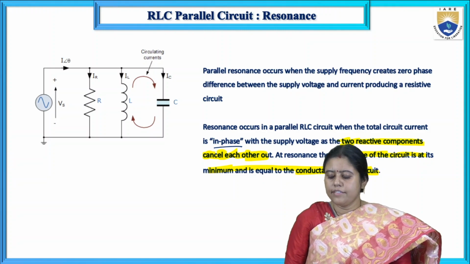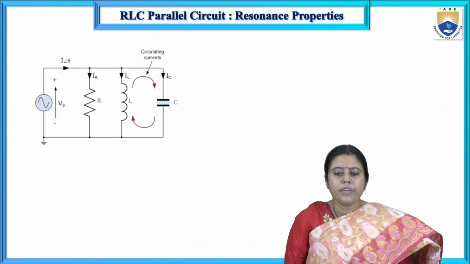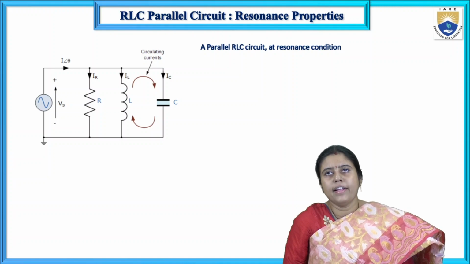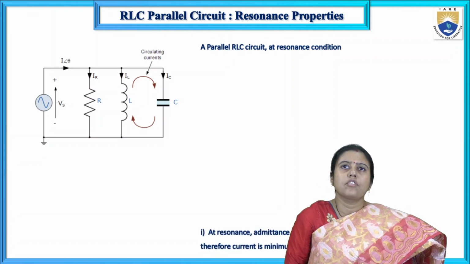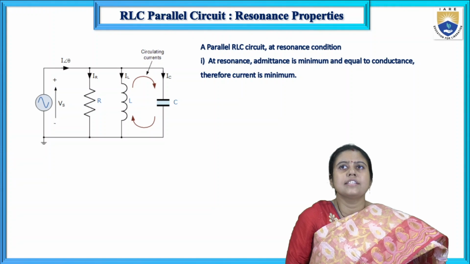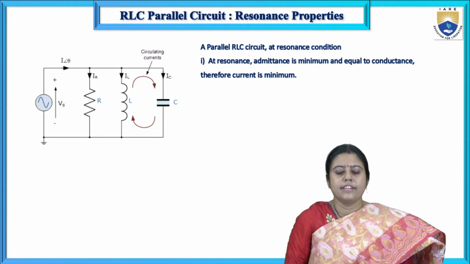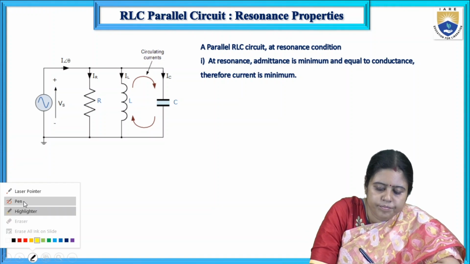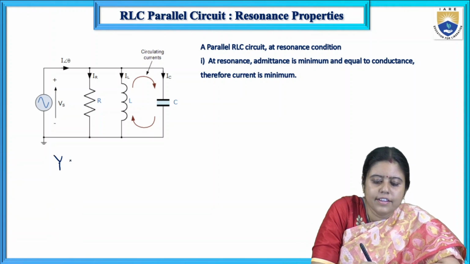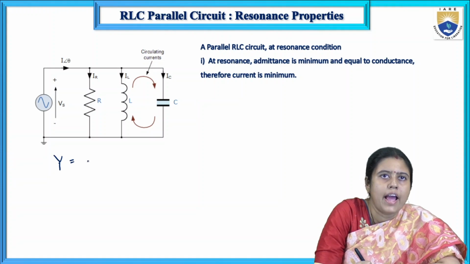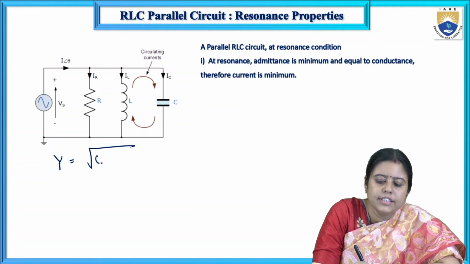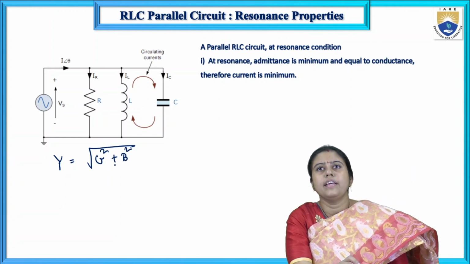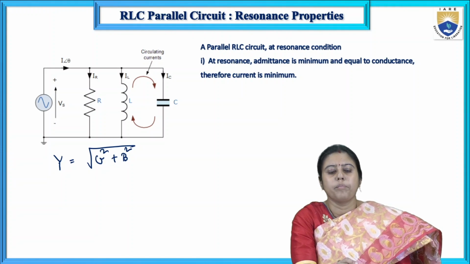So XL is equal to XC. What are the properties? For a parallel RLC circuit at resonance, the admittance is minimum and equal to the conductance. So in the circuit, what is Y? Y means admittance, which is the square root of G square plus B square, where G is the conductance and B is the susceptance of the circuit.